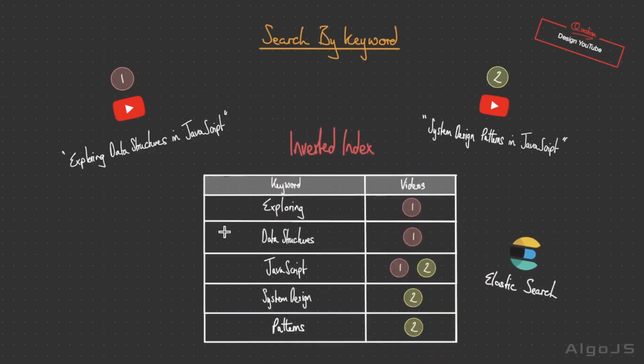So say we have two videos based on data structures and algorithms and system design. One which says exploring data structures in JavaScript. The second says system design patterns in JavaScript. So this has the ID of 1, this has the ID of 2. Now the inverted index is simply going to look like this. So exploring is only found within 1. It's going to be mapped to the video with the ID of 1. Data structures is also found in 1. JavaScript now is found in both.